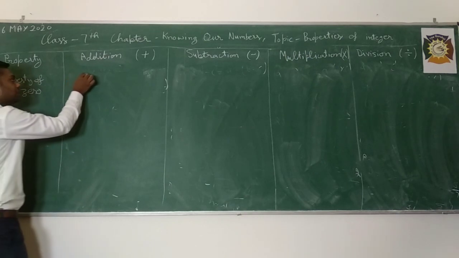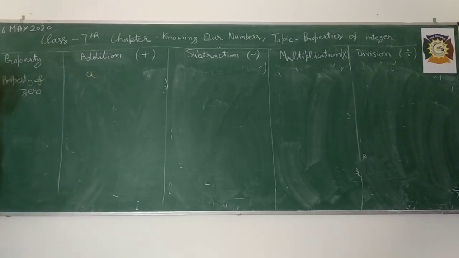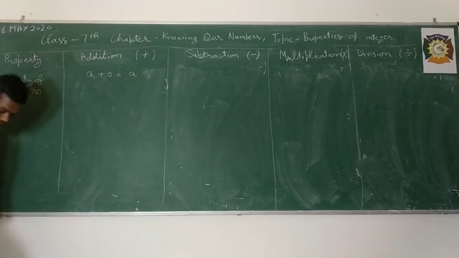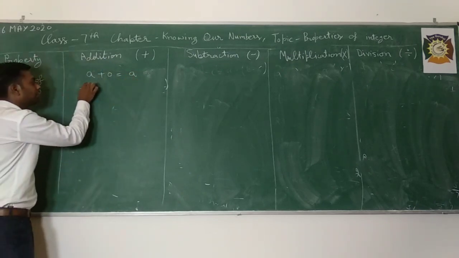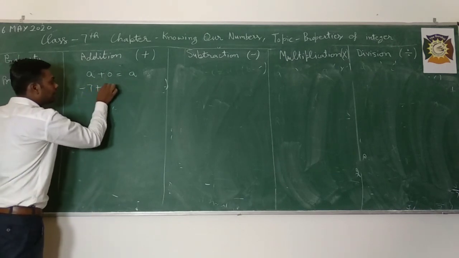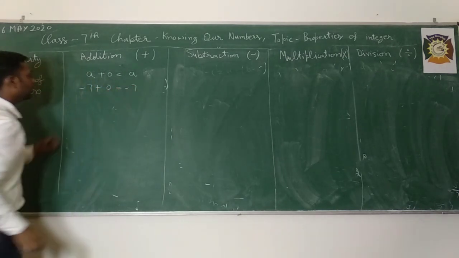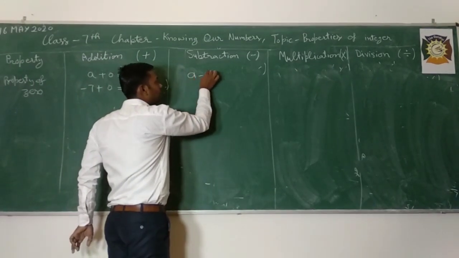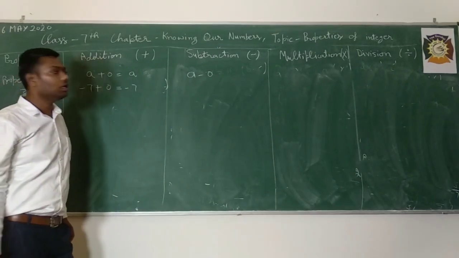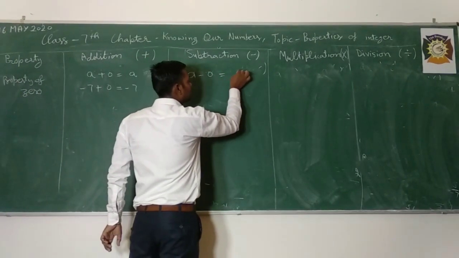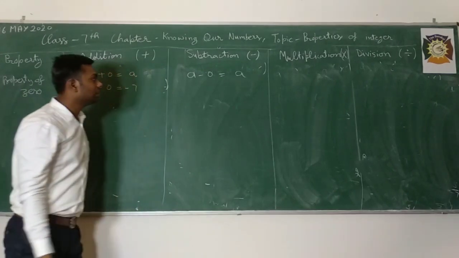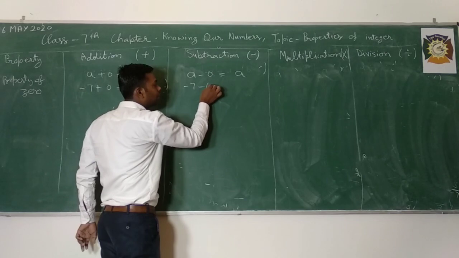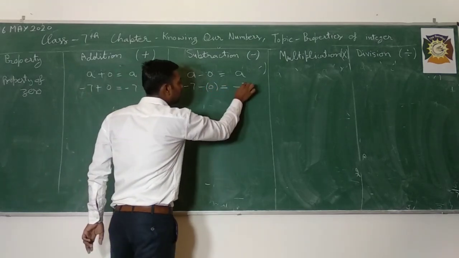Let A be any integer. If we add 0 to it, what we get? Same integer. Let's give you an example. Take an integer, that is minus 7. If we add 0, what we get? Minus 7. If we add 0, it doesn't change. Next, if we subtract 0 from an integer, what we get? Same integer. 0 doesn't affect. See the example. Minus 7 minus 0. What we get? Minus 7.